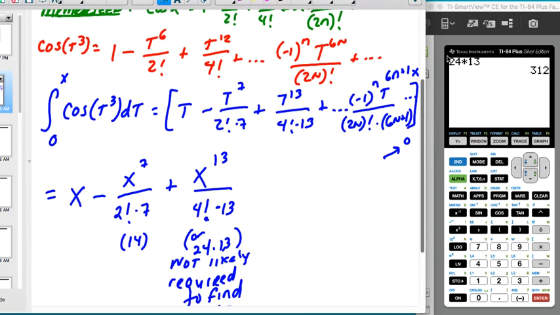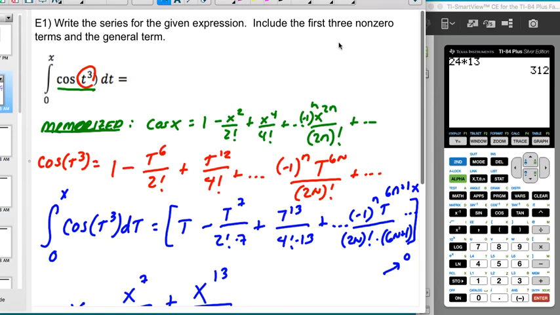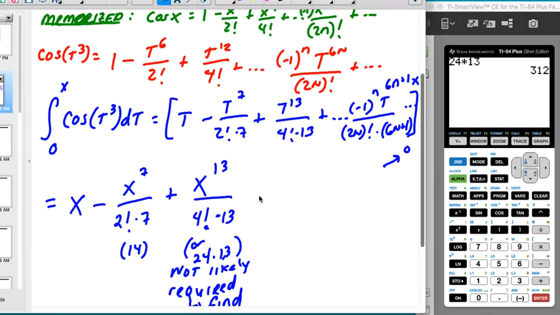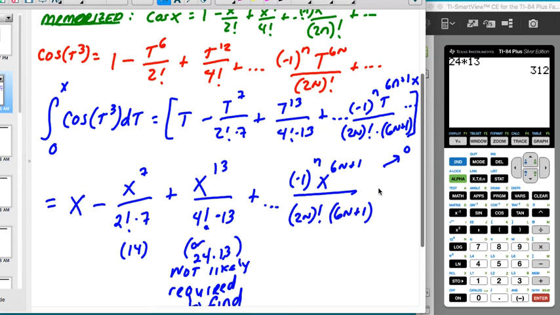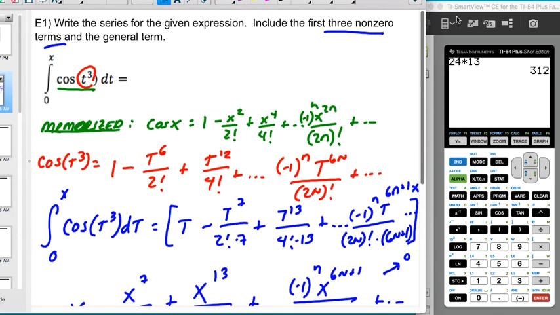So I was asked for the first 3 non-zero terms, which we did. And then the general term is just going to be this term, but with an x instead of a t. So plus negative 1 to the n, x to the 6n plus 1 over 2n factorial times 6n plus 1. And that's it. And that's what I was asked to find. So notice that it was one question, but I actually had to do 3 things. I needed to think of the generic series for cosine, and I don't necessarily have to write it down.